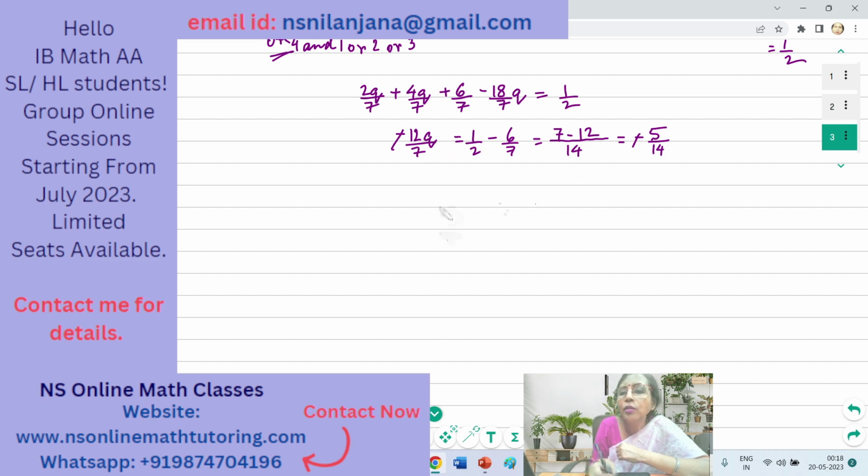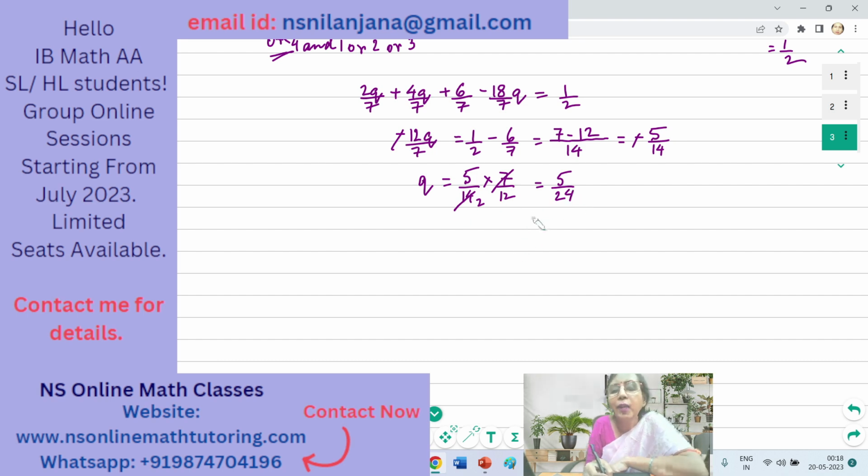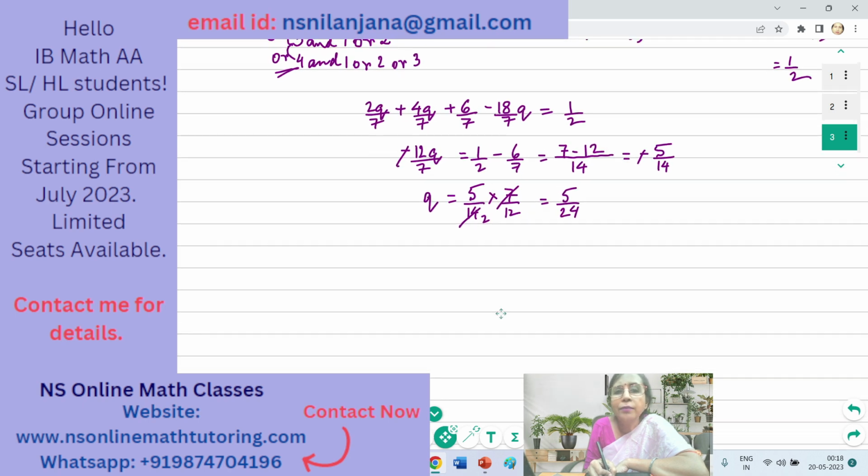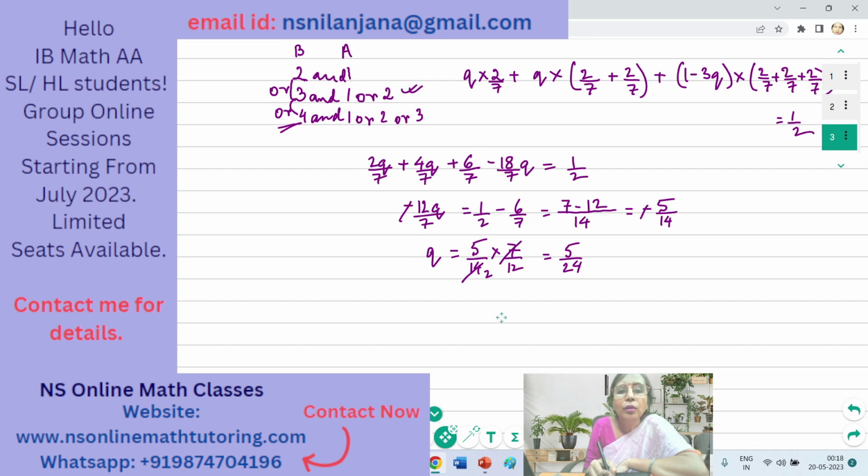12Q over 7 equal to 5 over 14. And if we multiply both sides by 7 over 12, we get 5 over 14 times 7 over 12, which is equal to 5 over 24. Okay, so we have got the value of Q. We can get the value of R as well. Do we need it? Because we have converted R to Q.